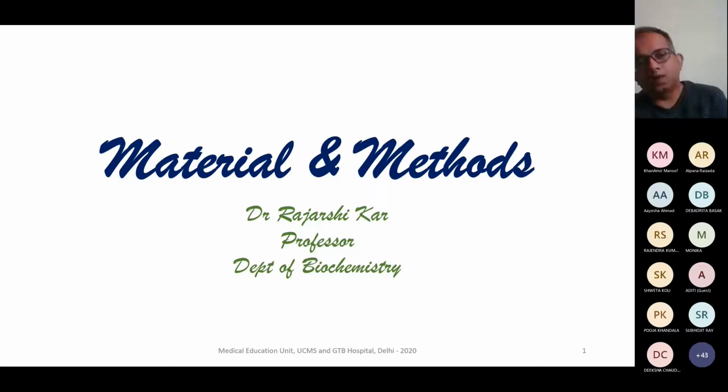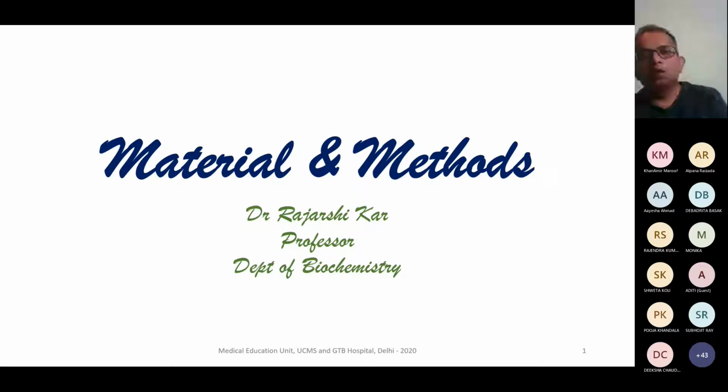So the objective of this session is that by the end of the session, you'll be able to know what all things you should include in material and methods, how you should arrange those materials or those information in your material and methods, and what all things you should not include in the material and methods.